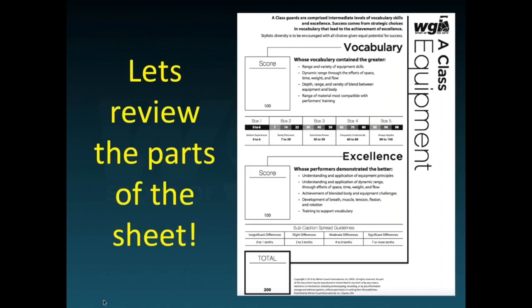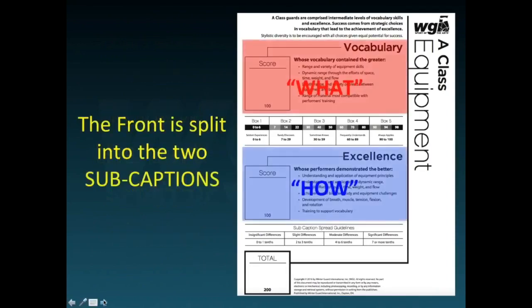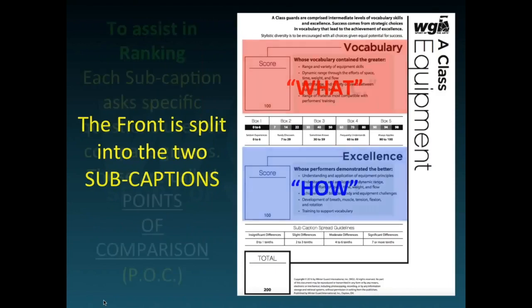So I'm going to use the A-class equipment sheet. It's all going to be pretty familiar to most of the people in here. The front is split into those 2 captions. You see up at the top, vocabulary, and because we're talking about equipment, their 2 filters for their subcaptions are called vocabulary and excellence. You see vocabulary at the top, and then you see excellence as the second half, and this is the front of the sheet.